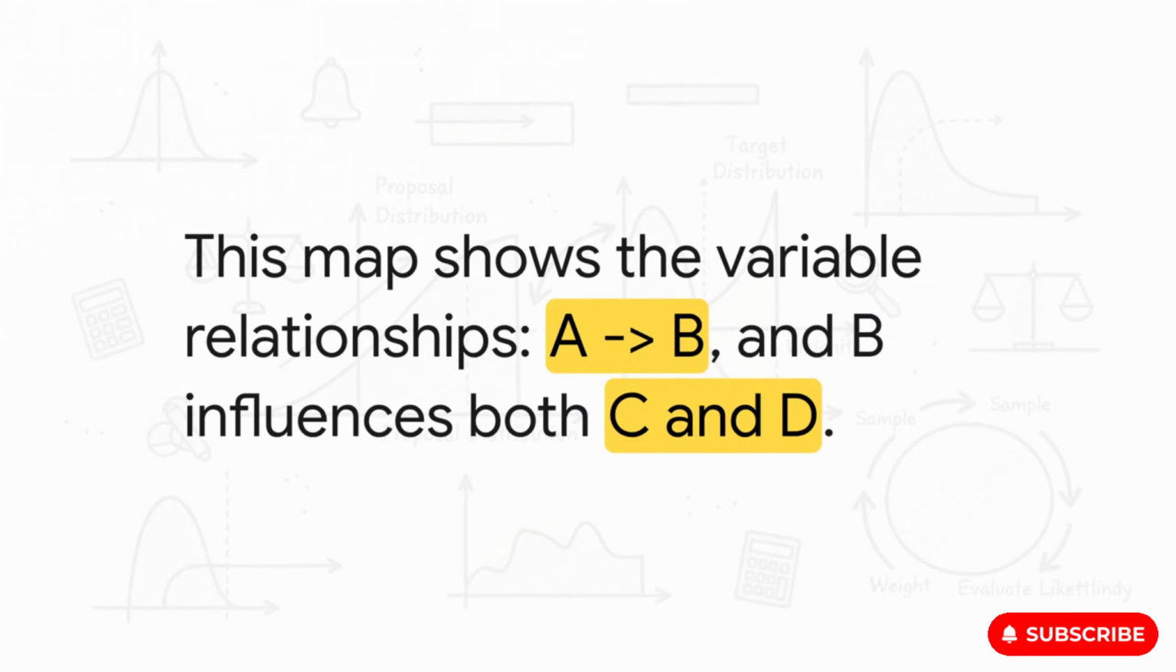First thing we have is this Bayesian network. You can think of this as a cause and effect map, or kind of like a set of dominoes. The arrow from A to B means A affects B, and then B goes on to affect both C and D. A is the starting point here. Nothing else points to it.